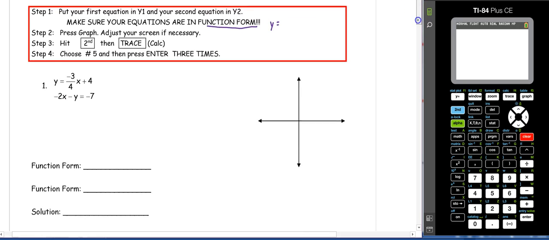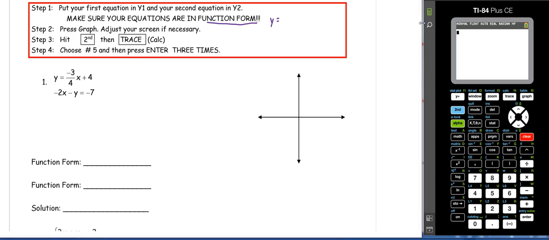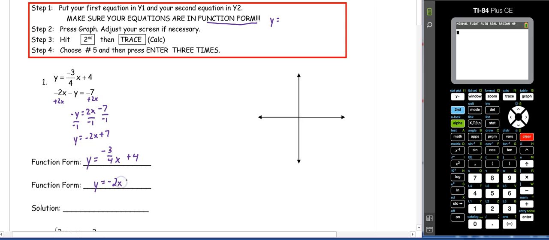In the first problem, we have y equals negative 3 over 4x plus 4, and we have negative 2x minus y equals negative 7. The first one's already in function form, y equals negative 3/4 x plus 4. The second equation, we need to solve for y first. So we're going to add 2x to both sides. We get negative y equals 2x minus 7. Because it's negative y, we always need to have a positive y, so we're going to divide by negative 1 everywhere. And we get y equals negative 2x plus 7, which is our second function form equation.